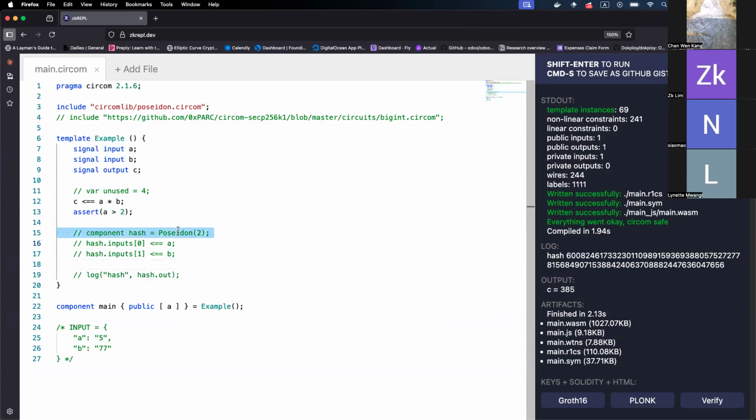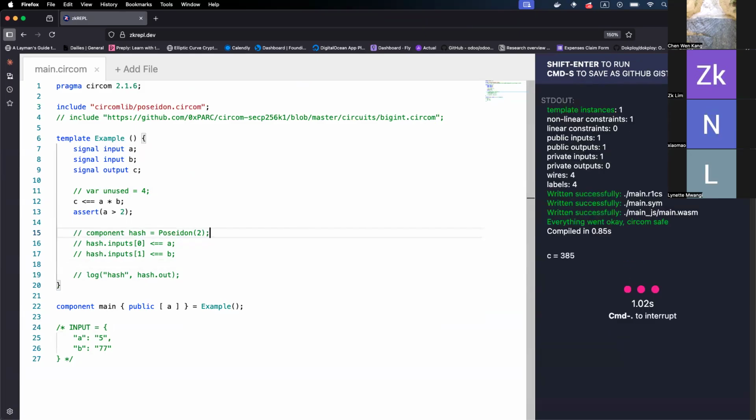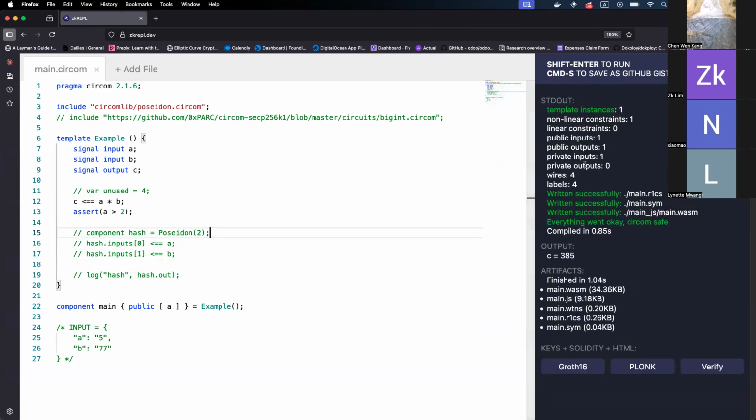Here you can see there's a Poseidon hash component. And if you run this, shift enter to run, it works, right? It is telling you there's 1 public input, correct, 1 private input, correct, and there's no private output. Wait, I never knew there can be private output actually. Well, today I learned. Anyways, it's telling me that the output is 385 given my input.